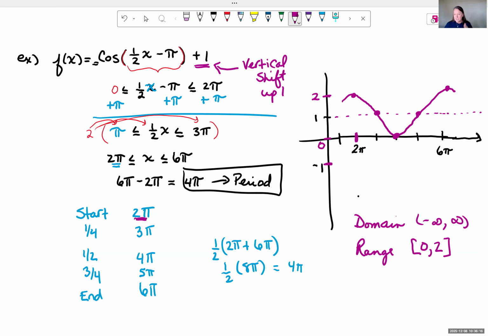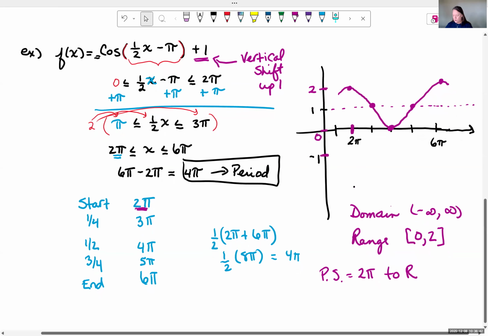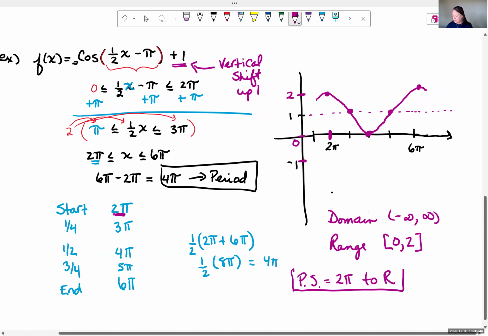Our phase shift is the start value. So we are not starting at 0, we're starting at 2 pi. So our phase shift, PS for phase shift, is equal to 2 pi to the right. Or you could have just said -2 pi. I tend to just say what way we're going, so 2 pi to the right.